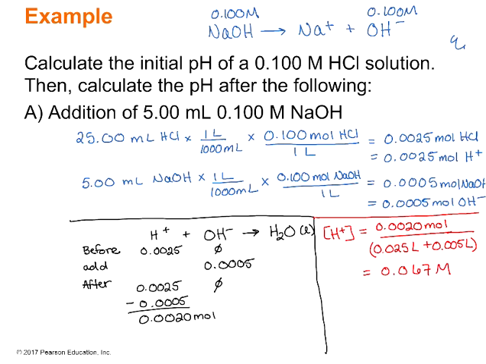Okay, so let's calculate the pH based on that concentration. So the pH should be 1.18. All right, so this solution is still pretty acidic, even though we added some base. So in the next step, let's see what happens if we add 10 milliliters of solution and if we add 20 milliliters of solution.